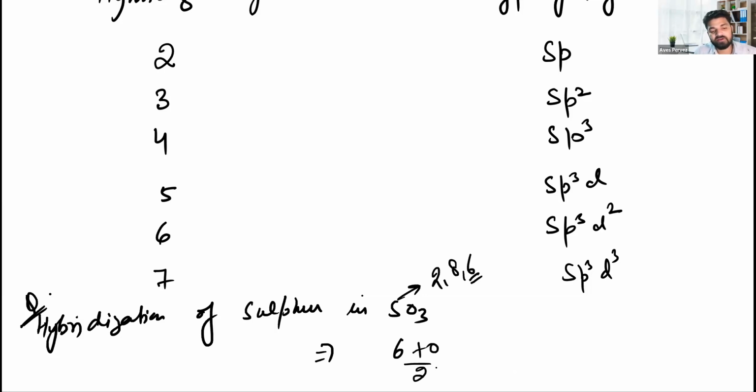So we will write 0, and 6 divided by 2, you will get 3. If the number is 3, then we have sp2 hybridization. Understood? Yes, sir. So here sulfur is sp2 hybridized.